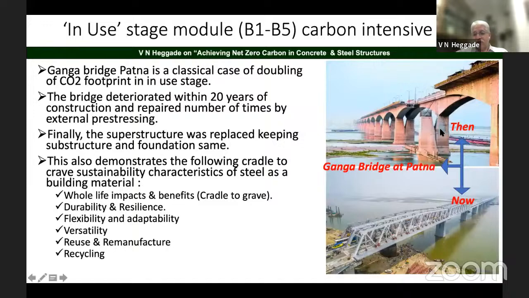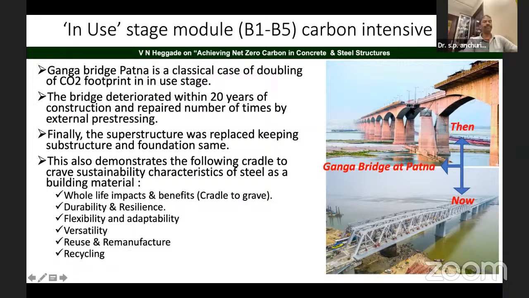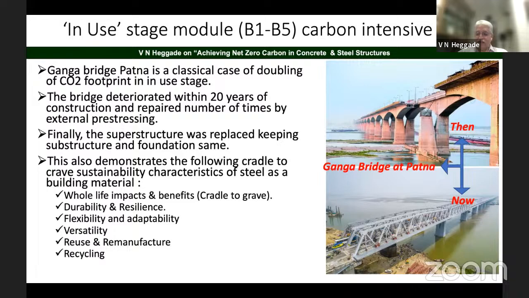And this is a classical case in the use stage. What I'm talking about is one of the bridges. After 50 years, it had to be replaced. The superstructure had to be replaced. When it is to be replaced, naturally the steel superstructure was resorted to because the same foundation was used here. It's a prolonging the life of the bridge concept that has been used over here. But if for any reason the bridge has to be replaced, this problem will be there: the spike in the carbon dioxide.